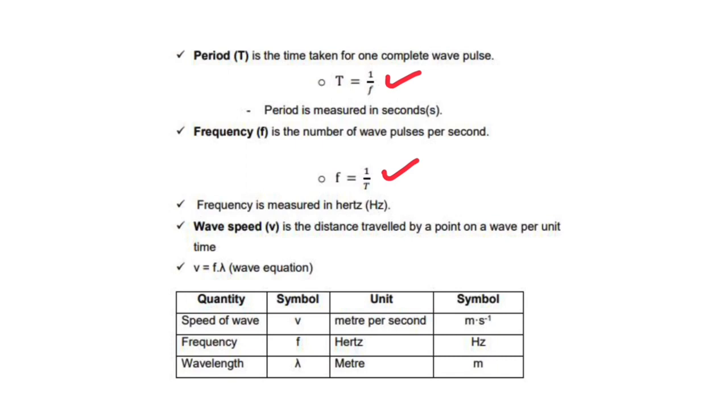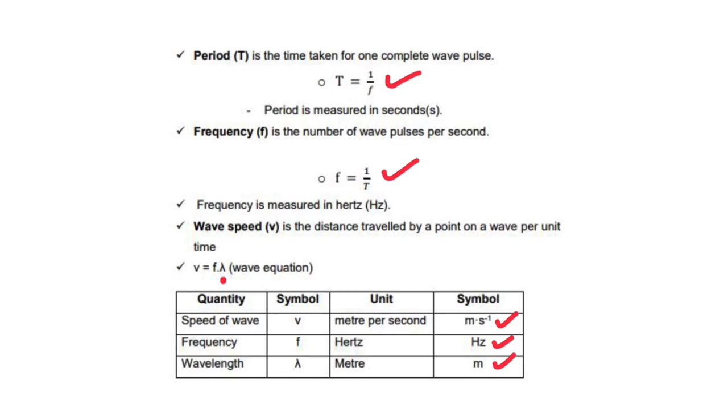And lastly, we have wave speed, denoted by v. It is the distance traveled by a point on a wave per unit time. So the equation for wave speed, we have v being equal to the frequency multiplied by the wavelength. This symbol right here is wavelength. Right, so the speed of the wave is in meters per second, the frequency is in hertz, and the wavelength is in meters.